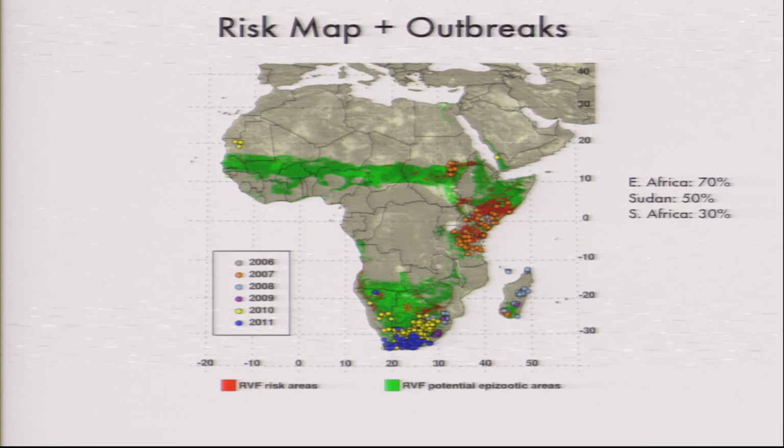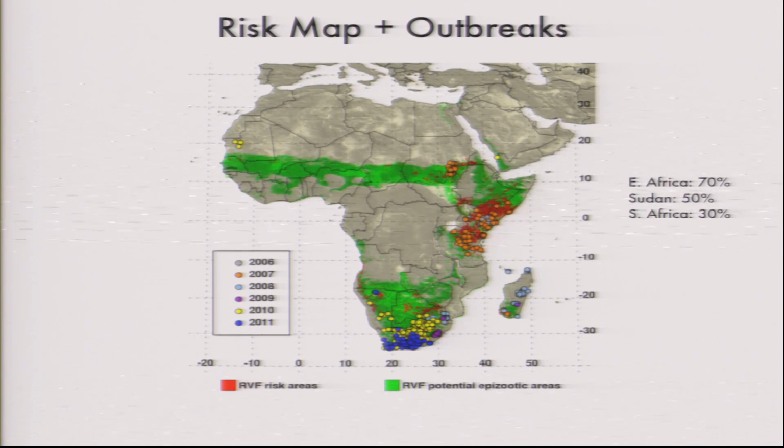So for example, on here, this is a summary map showing in red the areas that we map to be at risk, and green is that episodic area. And the different colors there show you where outbreaks happened between 2006 and 2011.